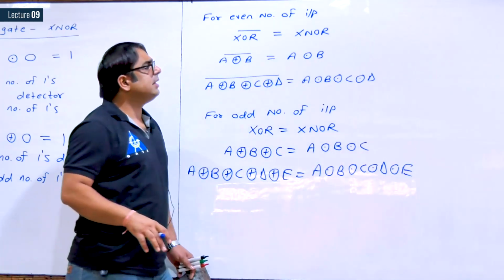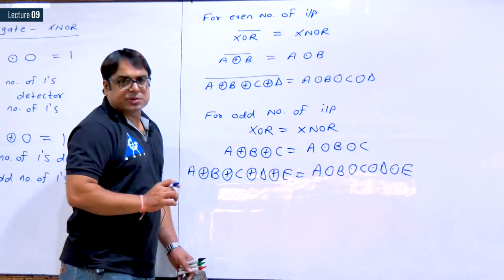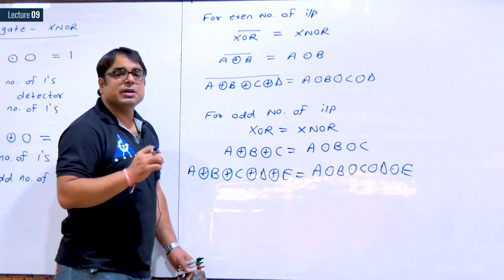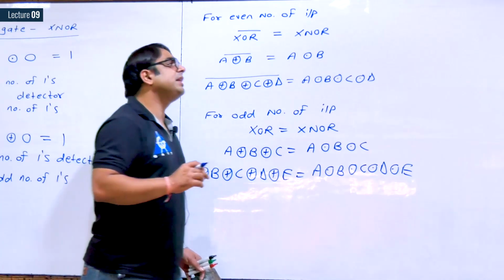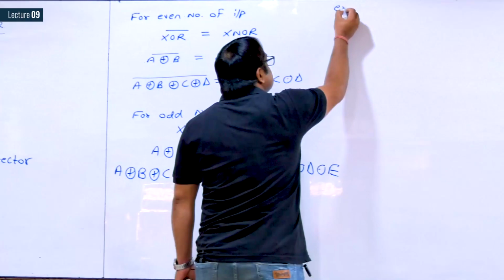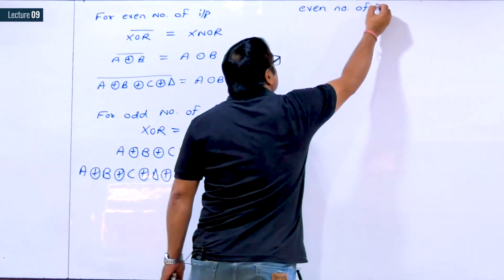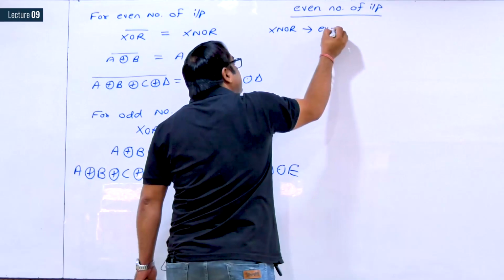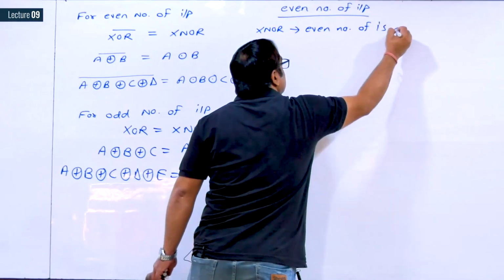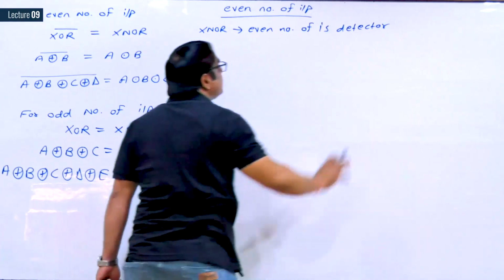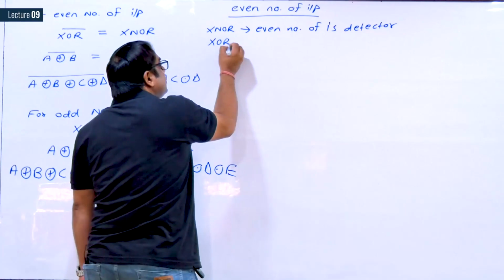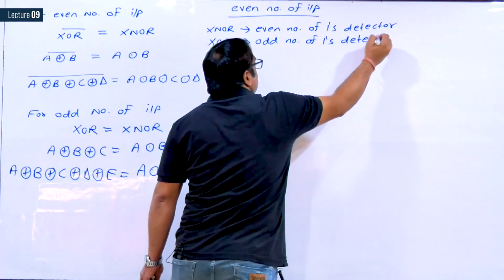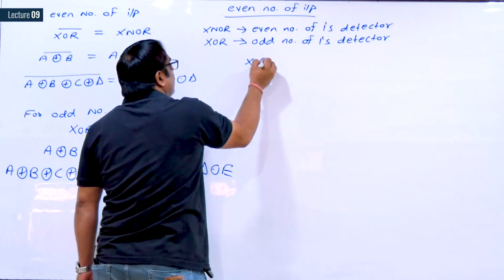So this is a very important result that depends on number of inputs. For even number of inputs, XOR and XNOR are complement of each other. For odd number of inputs, they are same. This you can also justify like this. For even number of inputs, XNOR is even number of ones detector. XOR gate is always odd number of ones detector. So they are complement of each other.